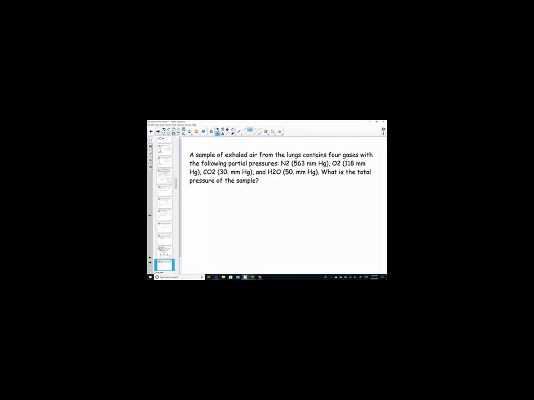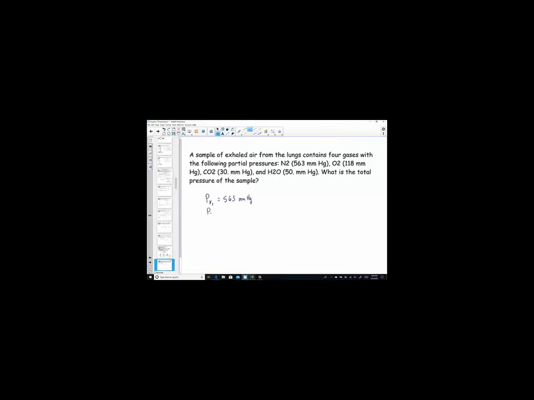Let's model one here. A sample of exhaled air from the lungs contains a mixture of 4 gases. The first of those gases is nitrogen. The partial pressure, notice how I'm writing capital P and then kind of small N2. We're going to read that as the partial pressure of nitrogen is given to me as 563 millimeters of mercury. That's the first of the gases.